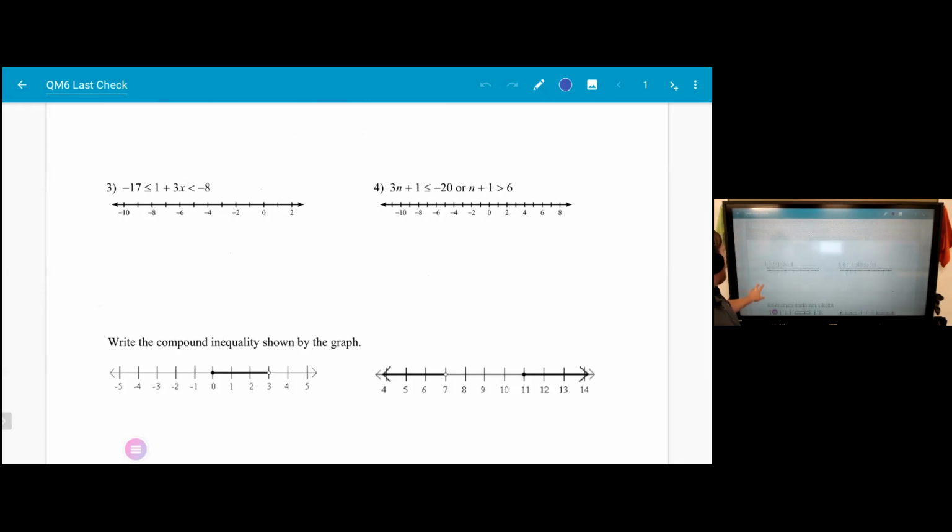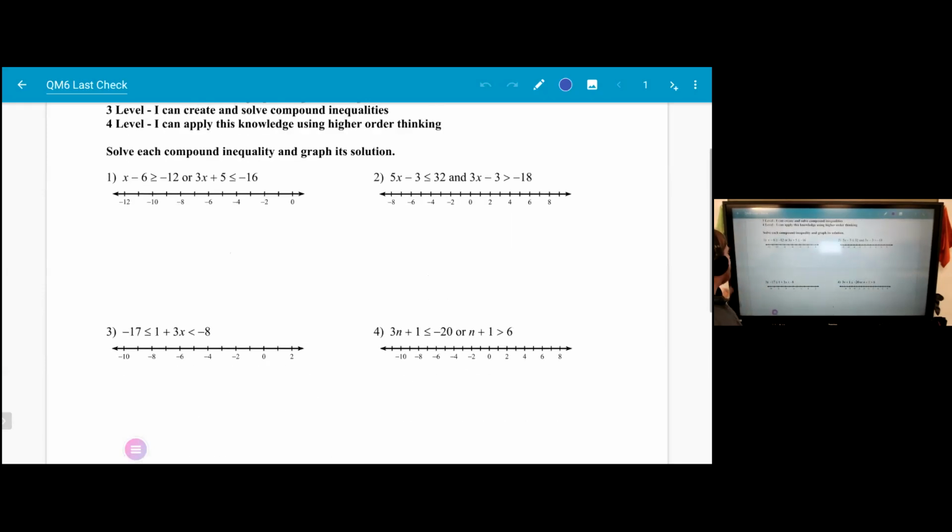Number 1 says, x minus 6 is greater than or equal to negative 12, or 3x plus 5 is less than or equal to negative 16. I know that this is an or because it says or. If it doesn't say or, it's an and. Ors have to go out. So let's treat these separately. x minus 6 greater than or equal to negative 12, or 3x plus 5 less than or equal to negative 16. Going to do the one on the left first.